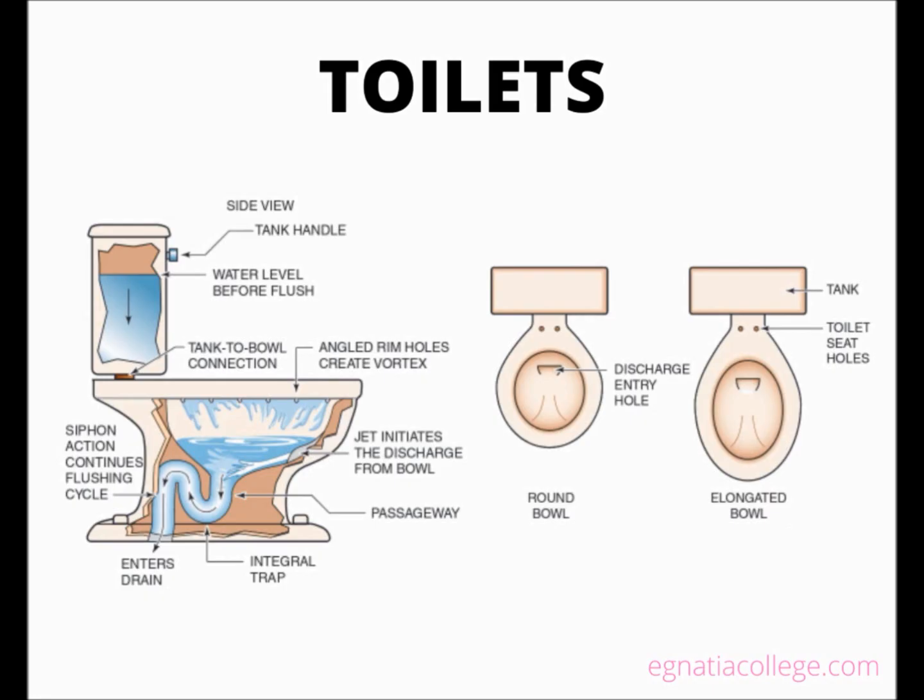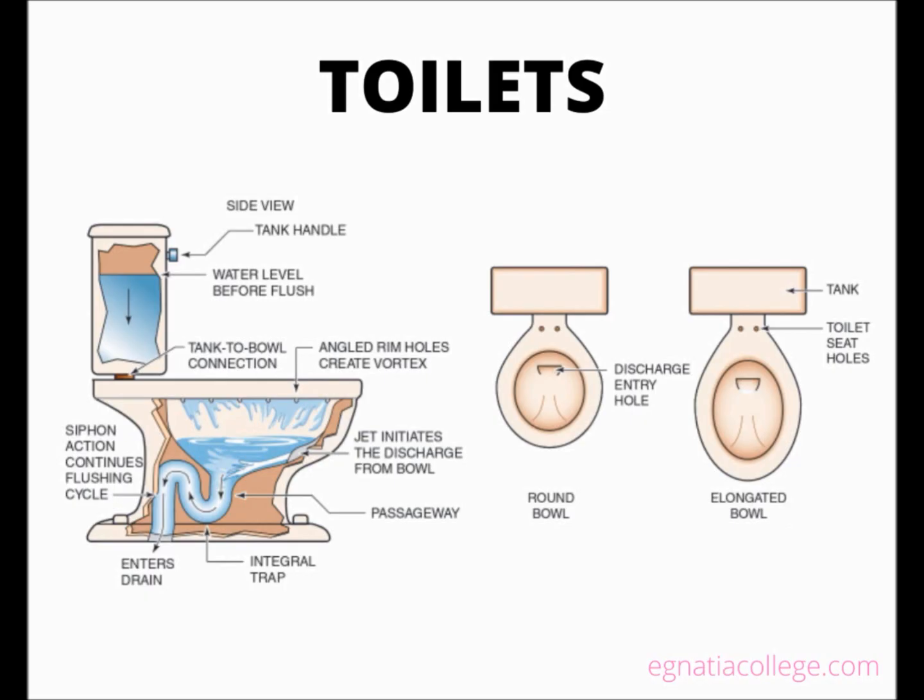When the tank handle activates a flushing cycle, the water flows from the tank and enters the rim of the bowl. Small holes in the rim are angled to allow the water to create a vortex. Another stream of water, known as a jet stream, exits the rim into the passageway of the toilet, providing the initial thrust in the flushing process.